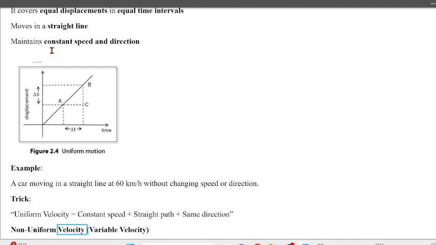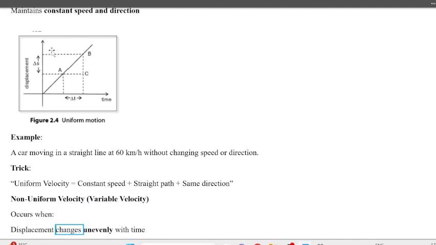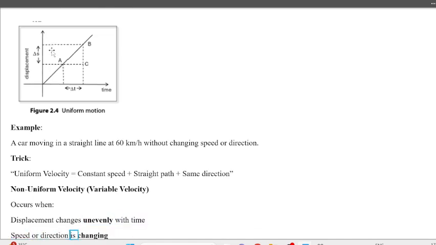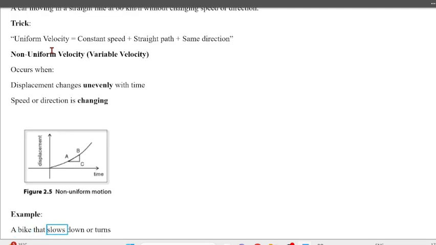Non-uniform velocity: variable velocity occurs when displacement changes unevenly with time. Speed or direction is changing. Example: a bike that slows down or turns.